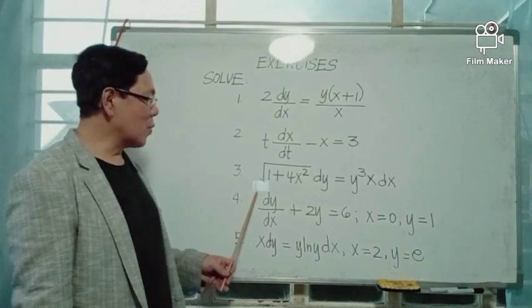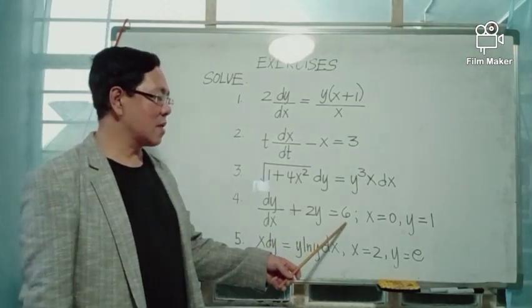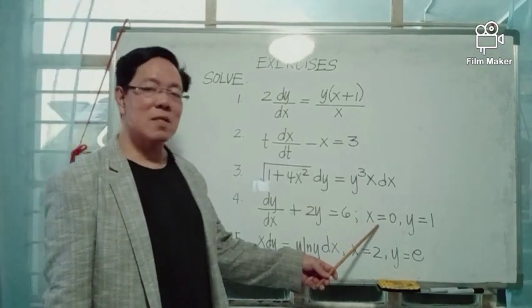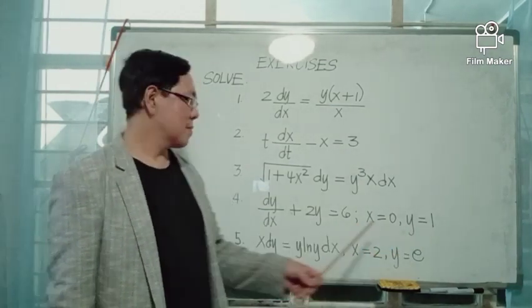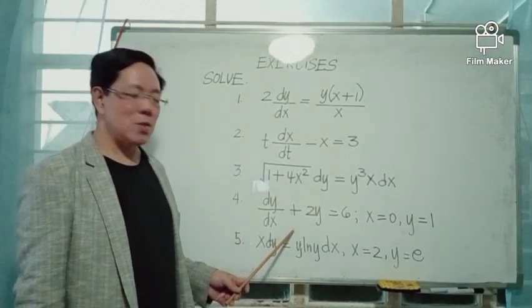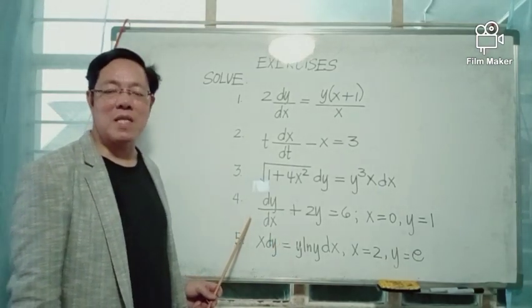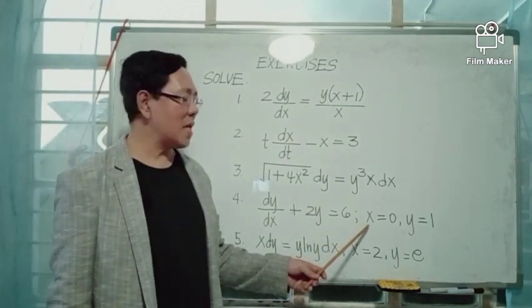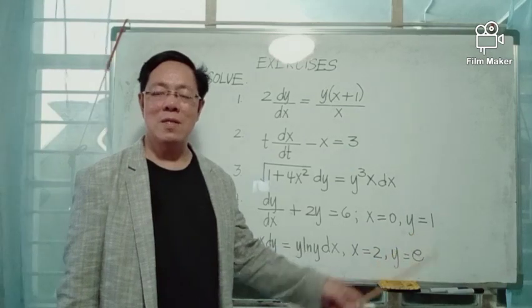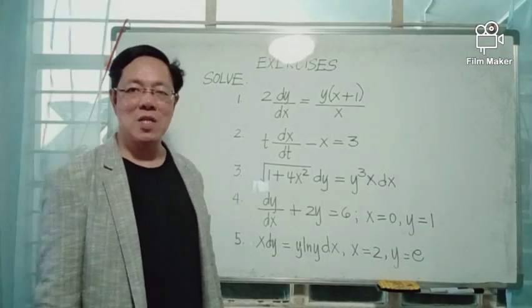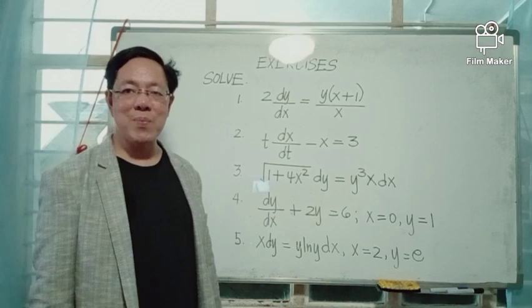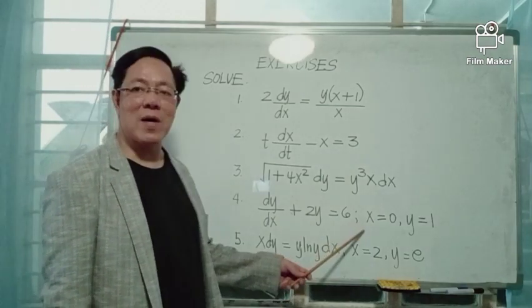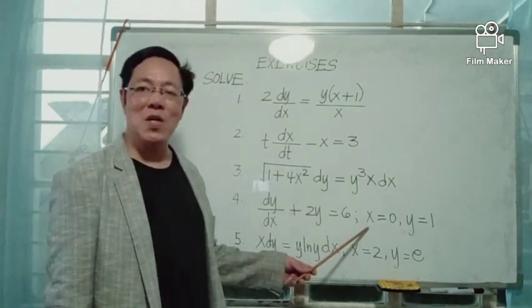In number 4, dy/dx plus 2y equals 6. And you have the initial conditions given: when x equals 0, y equals 1. The first step is you find the general solution of this differential equation by separation of variables. And then substitute the initial conditions given, x equals 0 and y equals 1, to find the constant of integration c. And then you substitute that value of c to the general solution to find the particular solution that satisfies the initial conditions given.